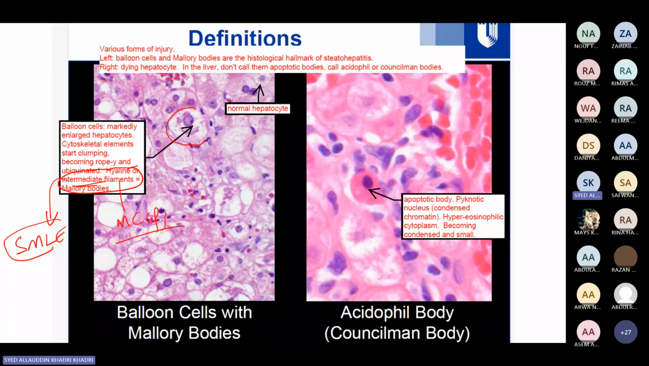And on the right side, you can see the acidophilic body, pyknotic nucleus. You can see here very clearly: condensed chromatin, hyperchromatic eosinophilic cytoplasm becoming small. Now these are the cells which are becoming apoptotic bodies, called acidophilic cells or councilman bodies. These are the things you should know to understand.